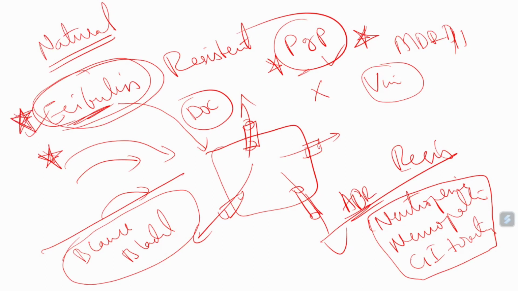It is extracted naturally from the Pacific marine sponges of the Halichondria okadai species. From the sponges it is obtained. Sponges, I think they are algae only, no? They are a type of algae, right? I don't know about all those things, but remember it is obtained from the sponges, Halichondria okadai species. So this is an important point about eribulin.